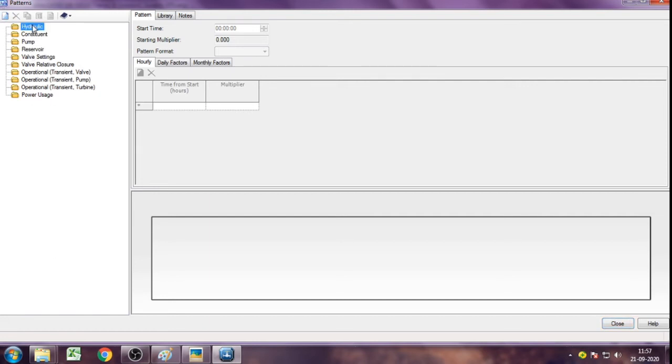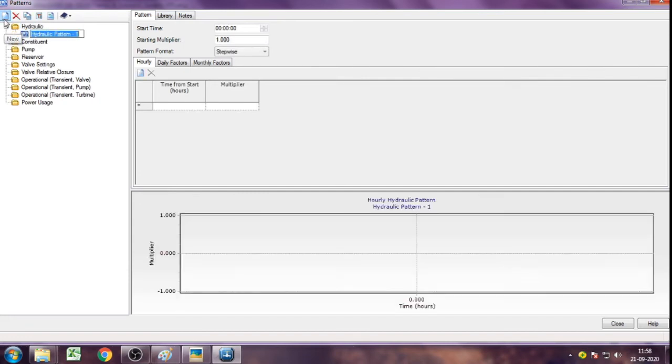What I'll be doing here is, since we know that the water demands in residential and commercial cases are different, the demand pattern in the residential case is different from that of the commercial water demand, right? So we will make two cases, first residential and then commercial. So let us click on hydraulic first and then New.